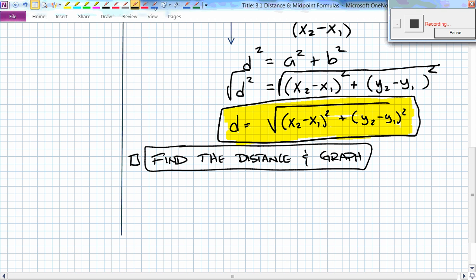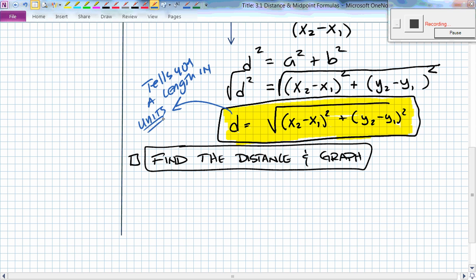Okay, a couple things I want to note about the distance formula. The distance formula actually tells you a length in units. It tells us a length in units. Okay, that's going to be important later. So a little side note, the distance formula tells us a length in units. Okay, I'll talk about that later.